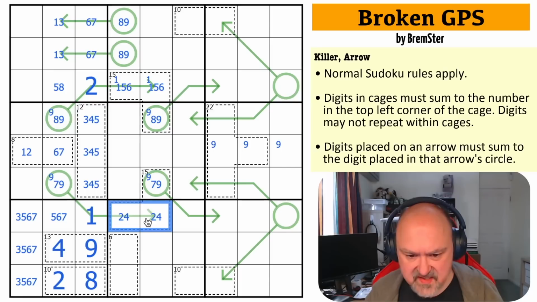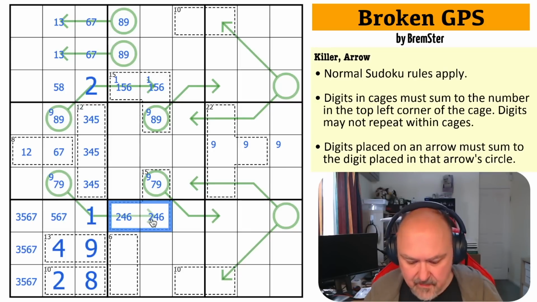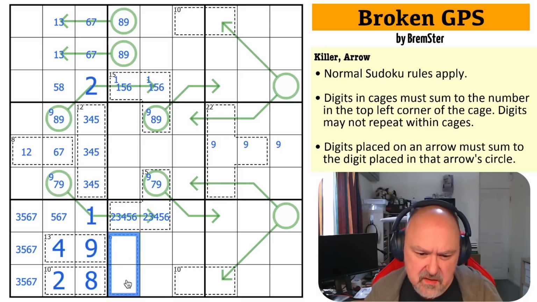I couldn't use 1, 7. I could use 2, 6. But I could also use 3, 5. So 1, 3, 5, 7, 9. This one's not as good. But this, there has to be a 2 or a 3 in here.